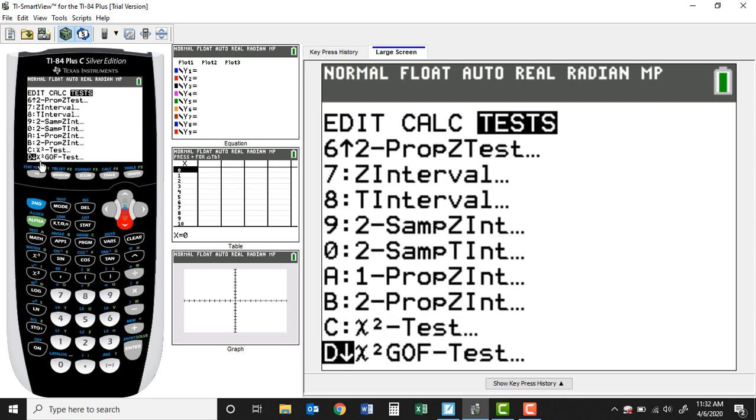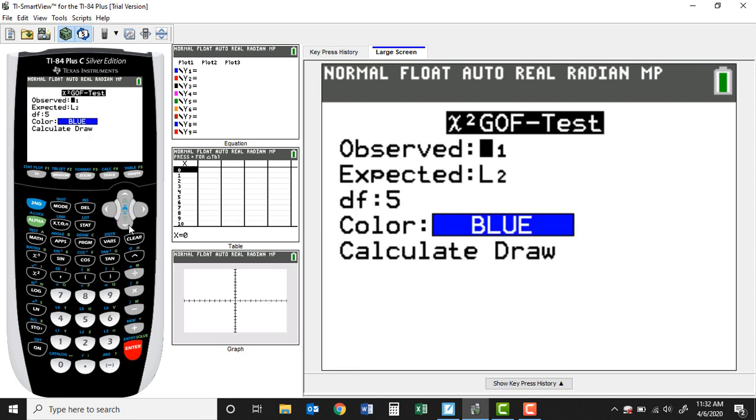And there it is, chi-squared goodness of fit test. All right, we're going to go ahead and hit enter. And it asks us for a few things. Where are our observed values? Well, our observed values, we did put them in list 1. Where are our expected values? We put them in list 2.